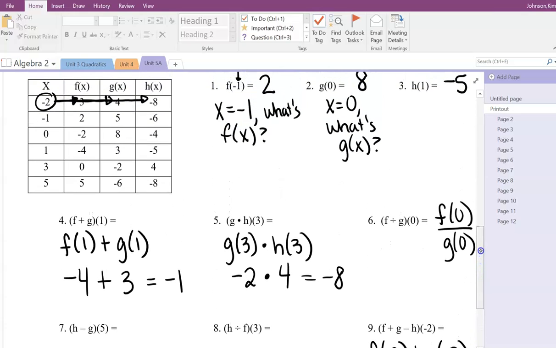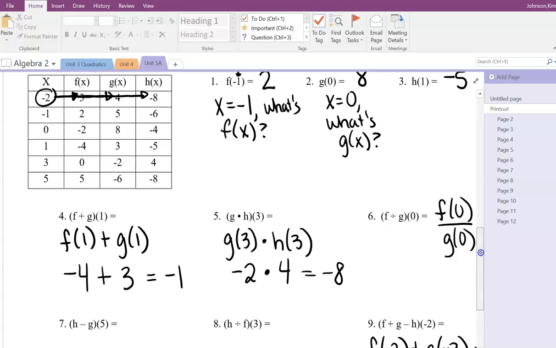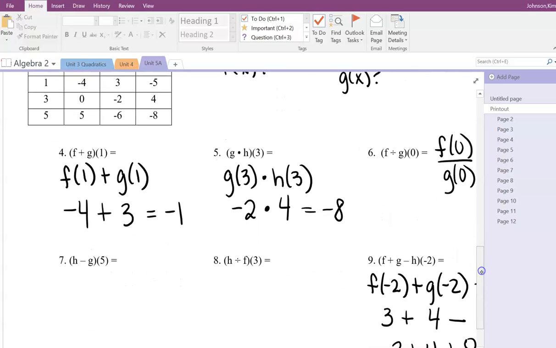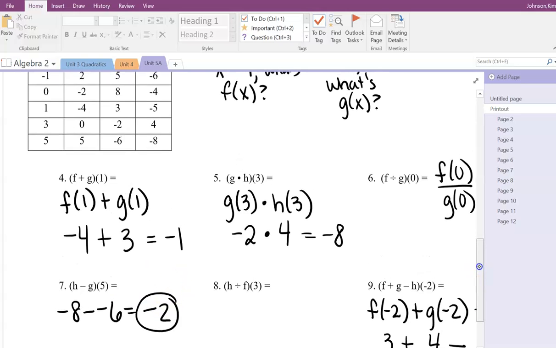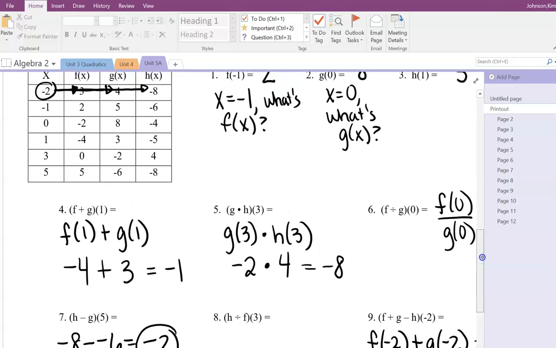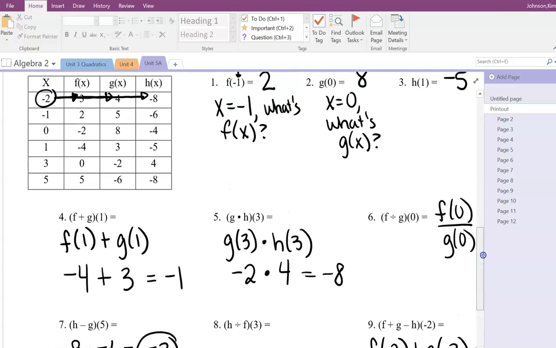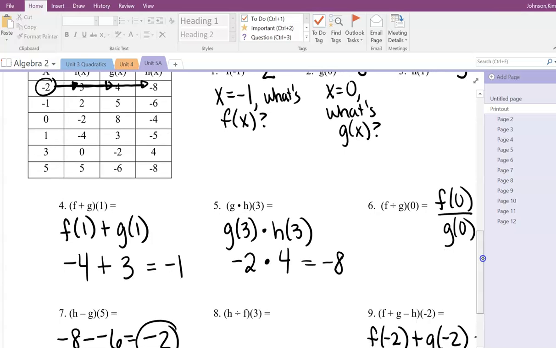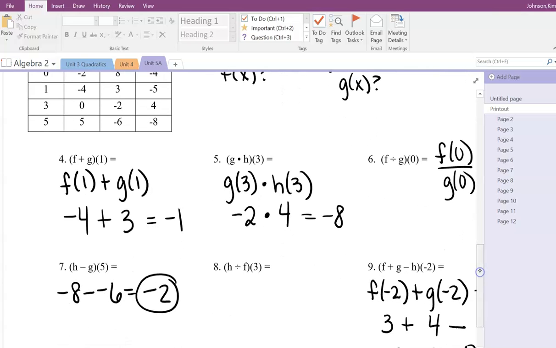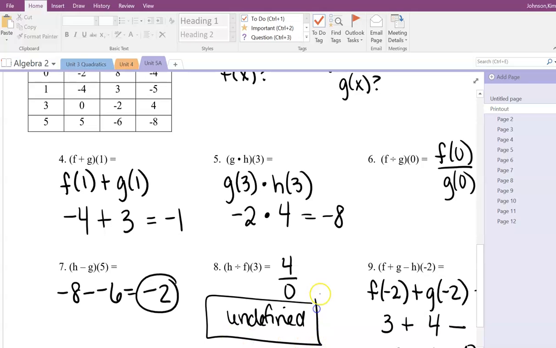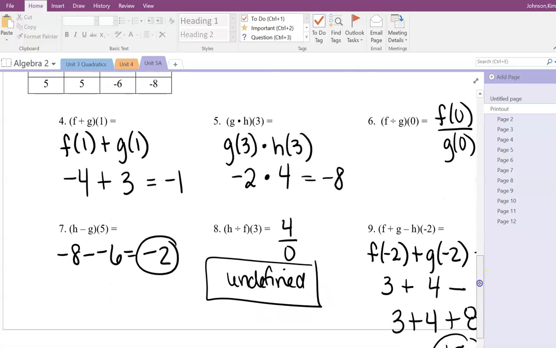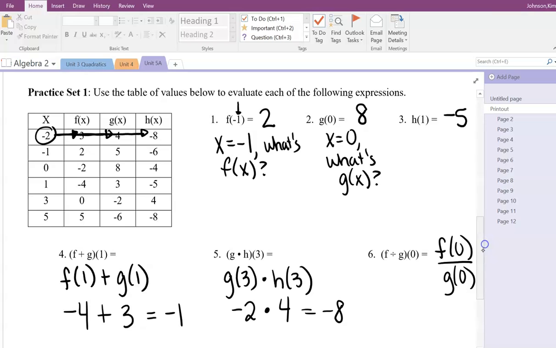So when I evaluated h of 5, I got -8, g of 5, I got -6, so this is -8 minus -6. I'm getting -2 as an output. Number 8, when I evaluated h of 3, I get 4, and f of 3, you get 0. So this is 4 divided by 0. This actually is undefined because we can't divide by 0. Okay, so that's if I'm evaluating with the table.